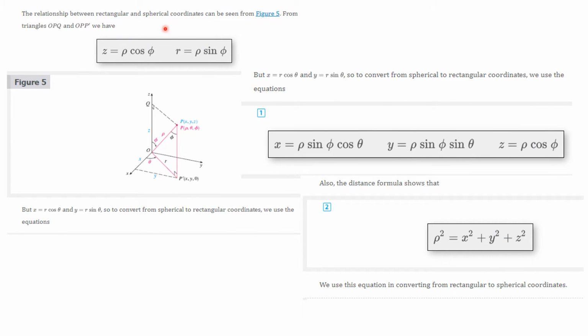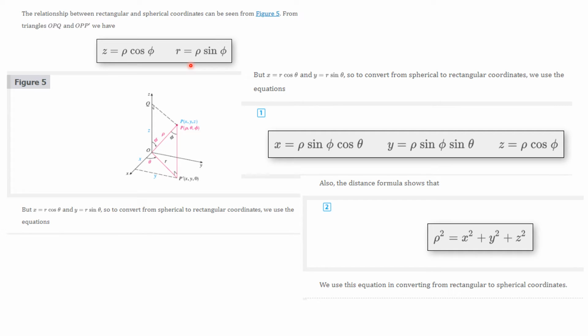The relationship between rectangular and spherical coordinates can be seen from the figure below, and I'm calling that figure 5 here. So this is the picture we're referring to. Now z is the distance from here to here, and if you just look at the right triangle that you have and notice that this is a 90-degree angle, you can conclude that z, this direction, is rho cosine phi. And if you look at the fact that this segment is the same as that segment, you can conclude that r is equal to rho sine phi.